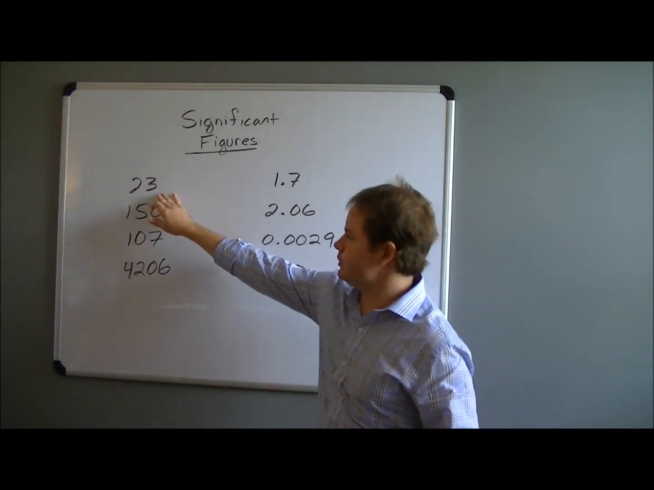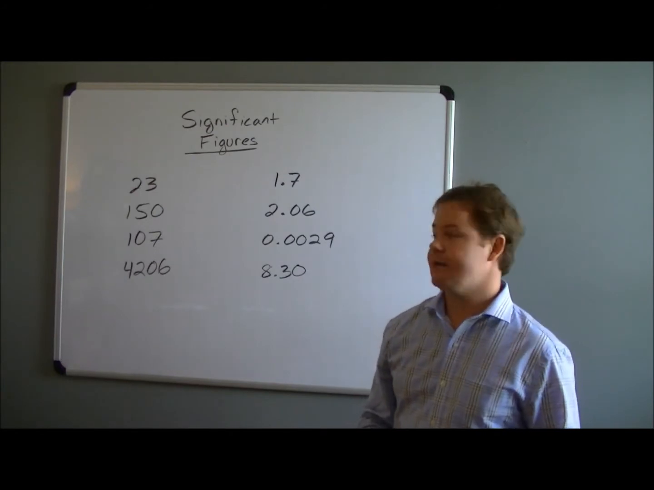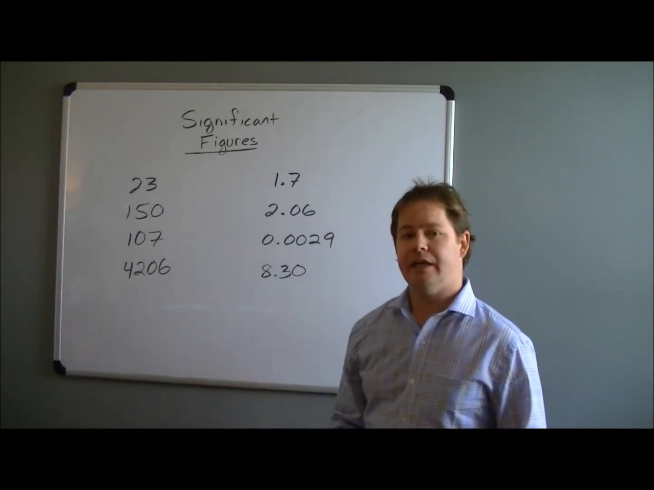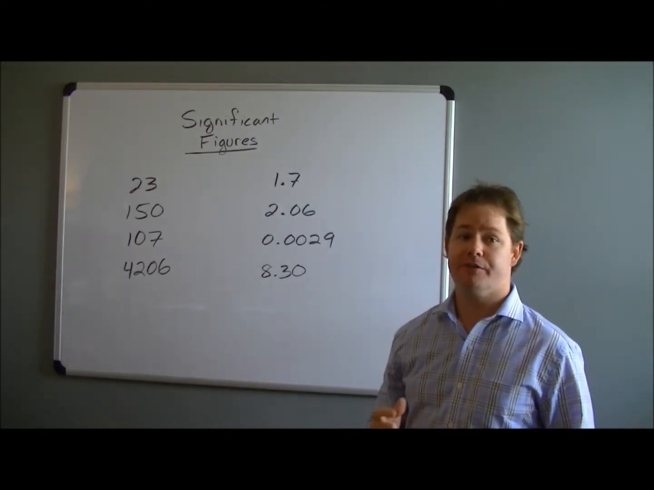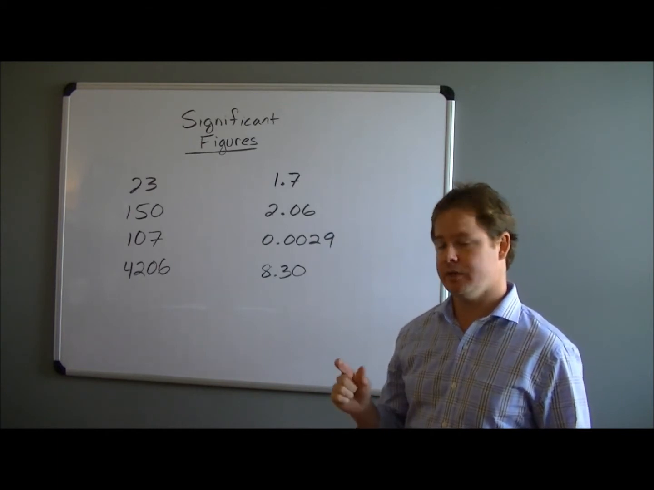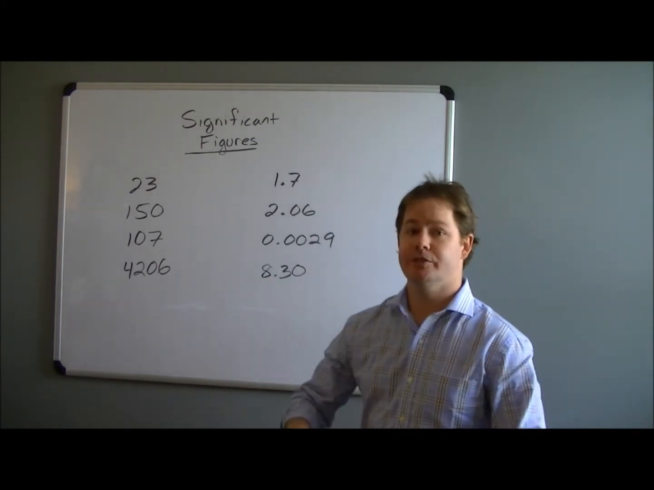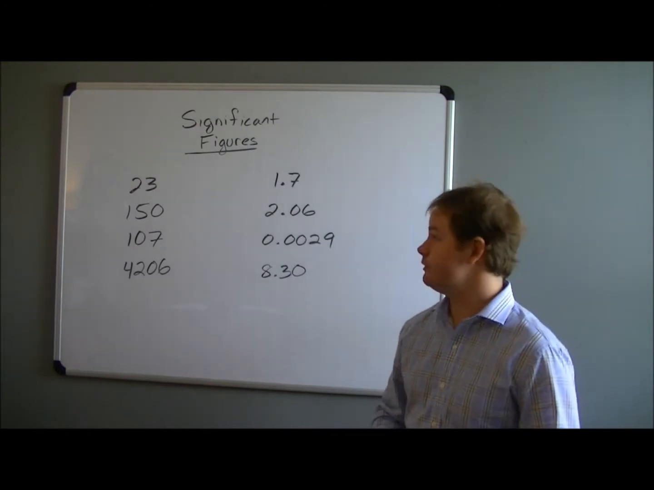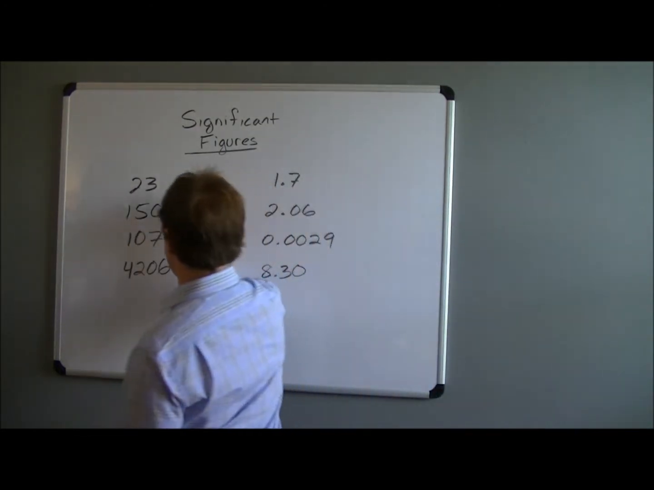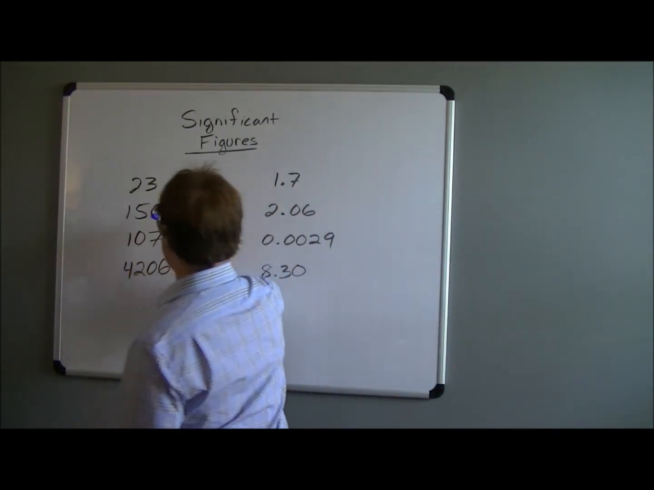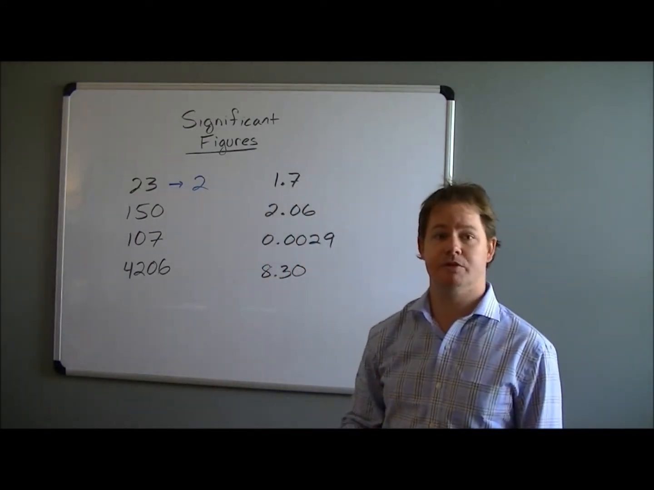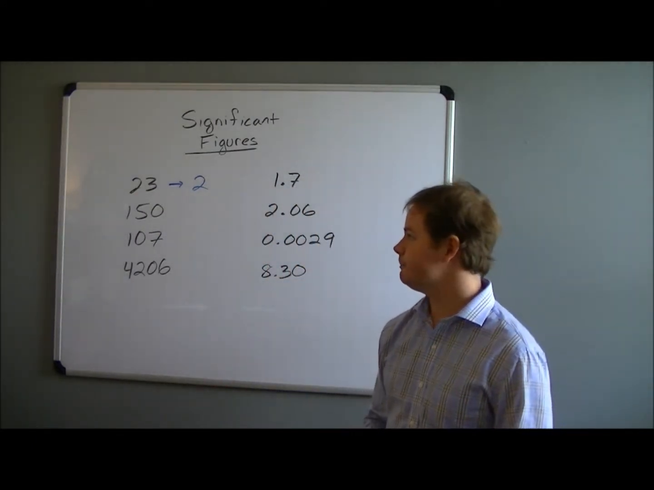So our first example here, 23, has a 2 and a 3. And anytime you have a whole number where all of the digits are non-zero numbers, then all of those digits matter in terms of your significant figures. So 23 has 2 significant figures. Both those numbers matter for telling us the value of the number.